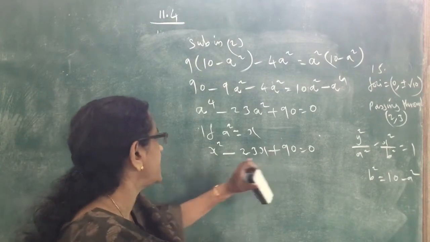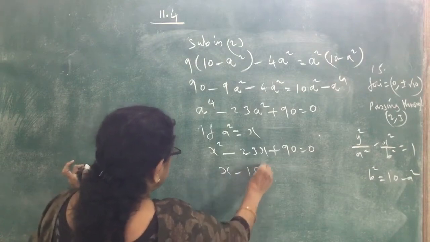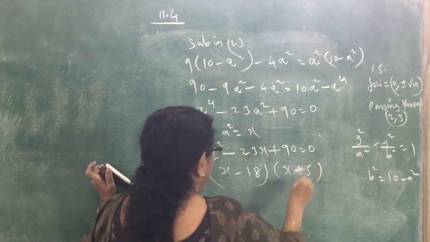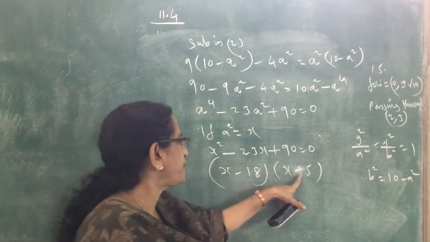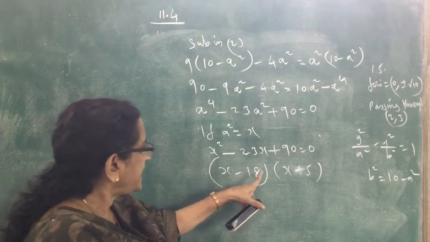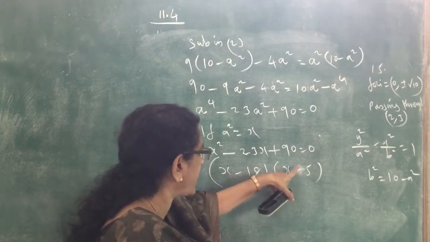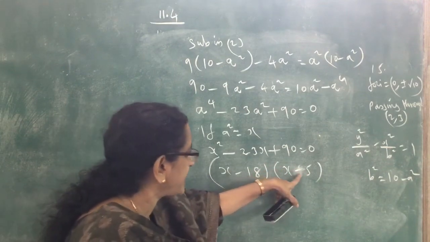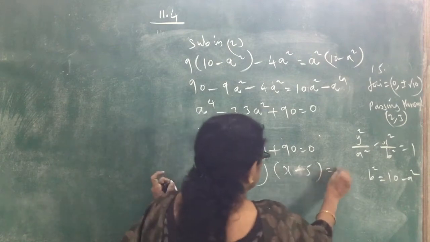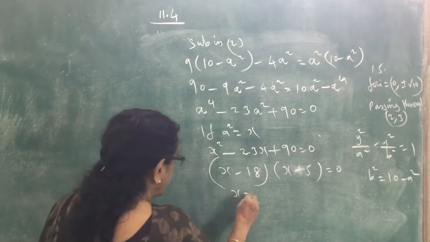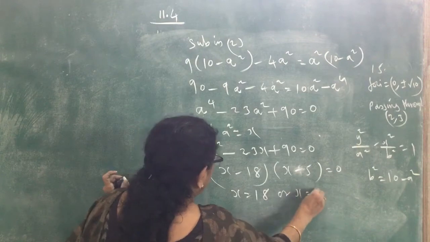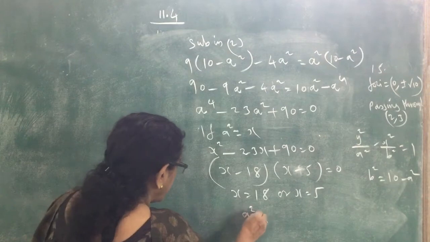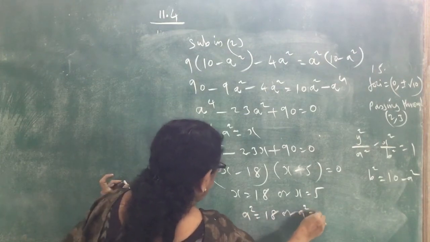So what we get? x minus 18 and x minus 5. 18 into 5 is 90, so minus 18 into minus 5 is positive 90, and 18 plus 5 is 23, so minus 18 plus minus 5 is minus 23. So we can factorize this, and we get x equal to 18 or x equal to 5. So x means a square. Therefore a square equal to 18 or a square equal to 5.